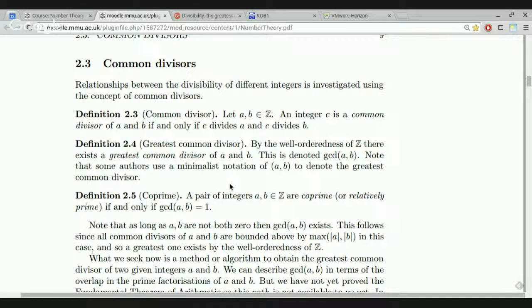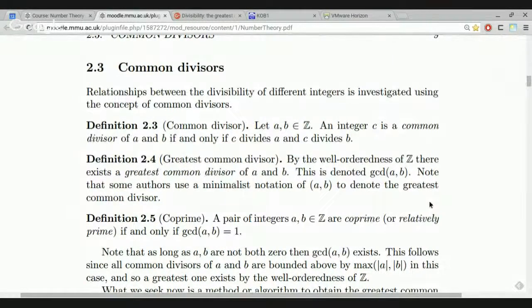So we speak about the common divisors of a pair of numbers. If you've got a pair of integers a and b, a number c is a common divisor of a and b, nice and simple, if and only if c divides a and c divides b. So it's more or less just what you'd think it would be from the name. The common divisor c of a and b is something that divides a and divides b. It's common to both of them as a factor. Okay.